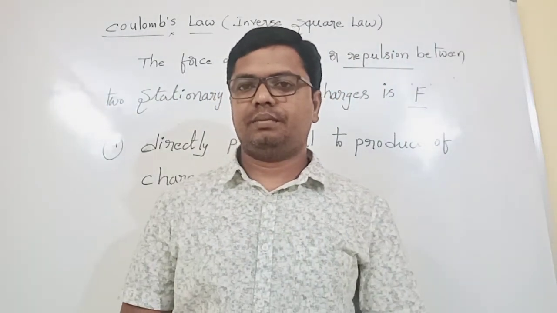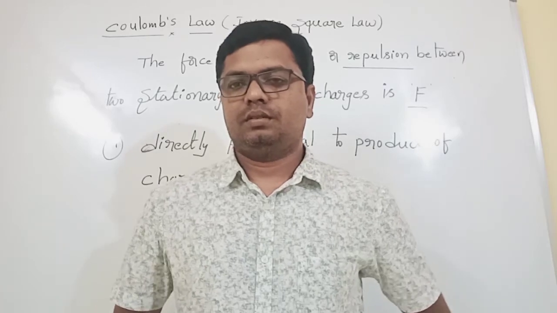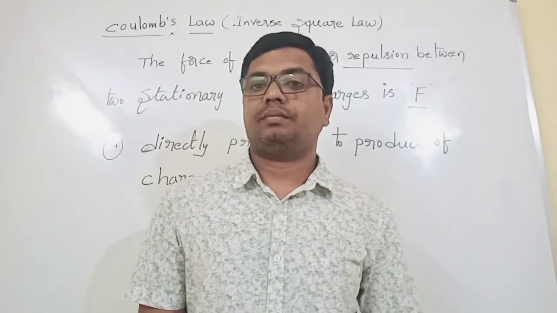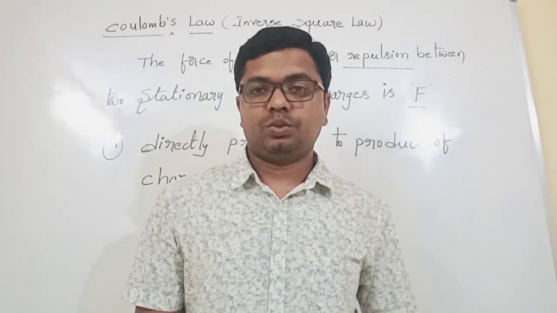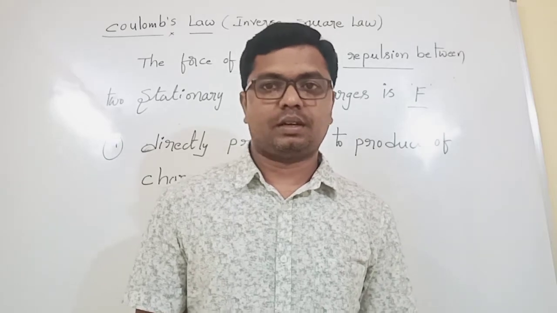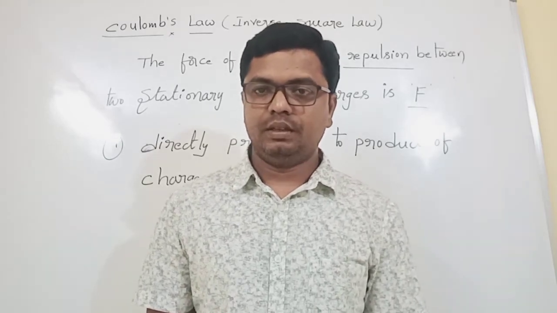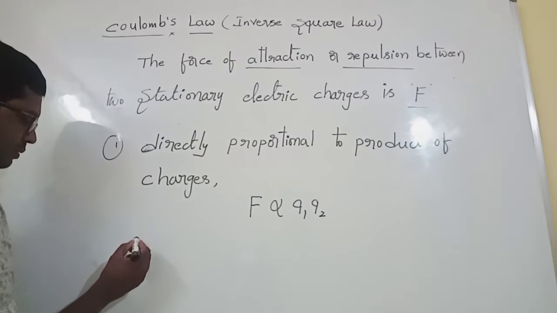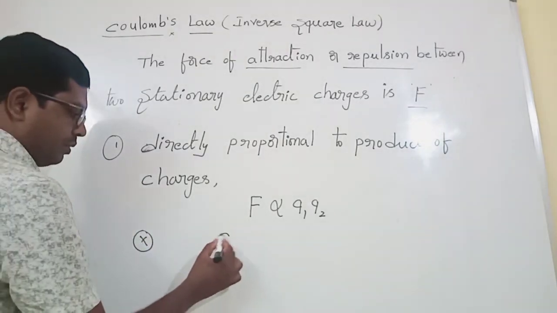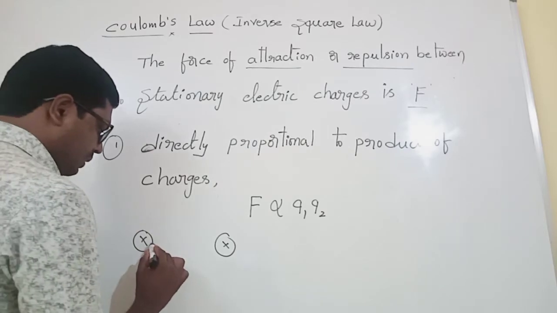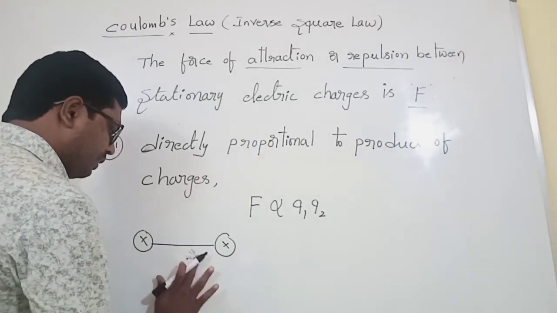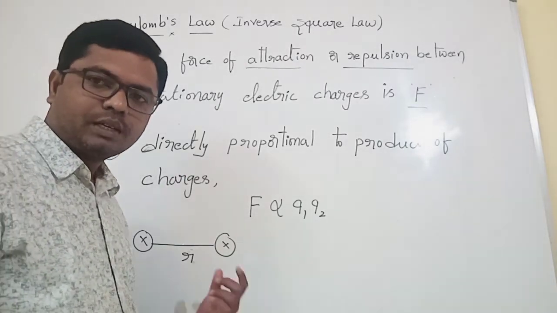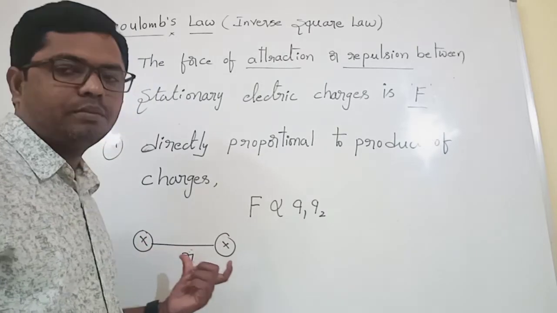Hello, hi to everybody. Today we are going to discuss the next topic, Coulomb's law. You have an idea from gravitation. There are two masses separated by a distance d, and there is a force of attraction. This is one body, this is another body, and these two bodies are separated by a distance d. Then we write that force F is directly proportional to the product of the masses.